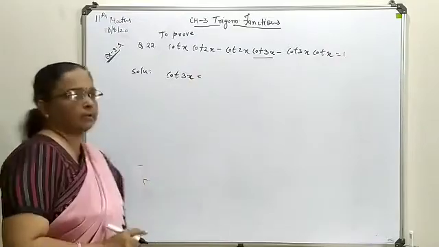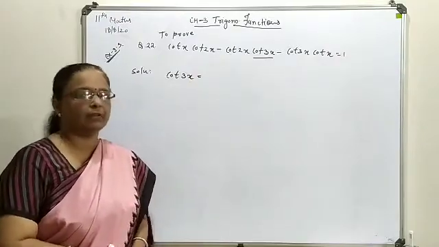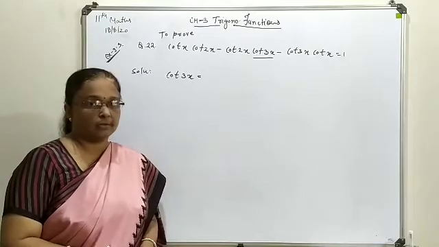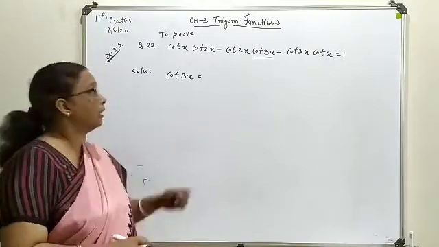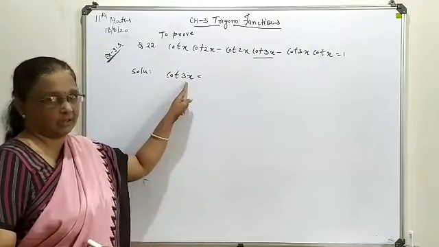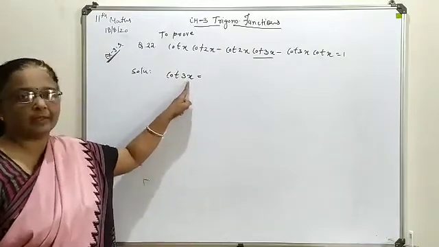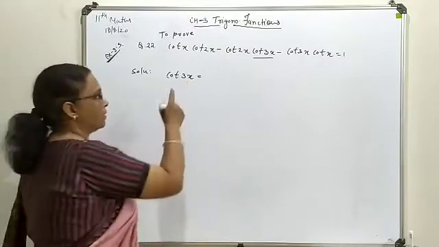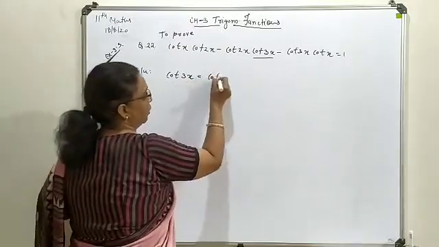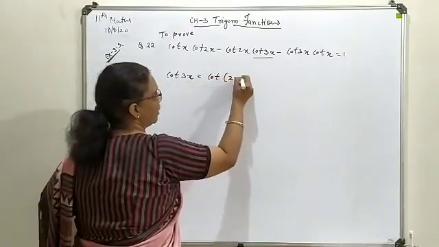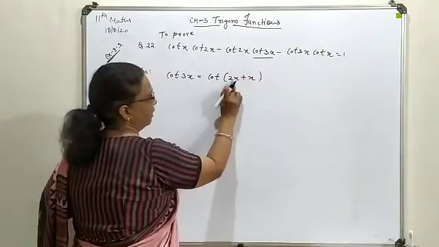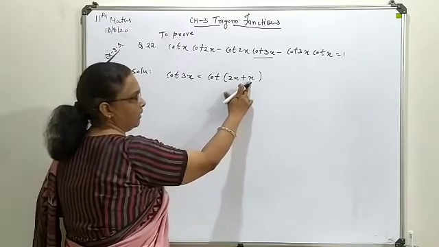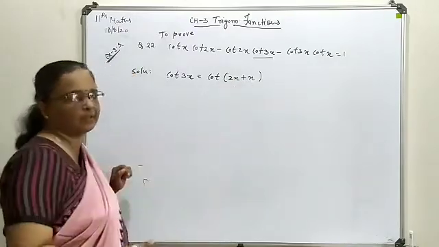While I was introducing the formulas, I gave one formula of cot of x plus y, so we are going to implement that here to this cot 3x form. So first of all this 3x we will split as 2x plus x. So this can be written as cot of 2x plus x. Now this 2x we will treat as a single term, that is x, and this x you will treat as the second term, that is y.